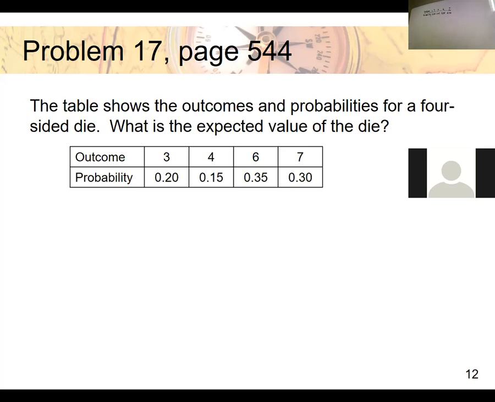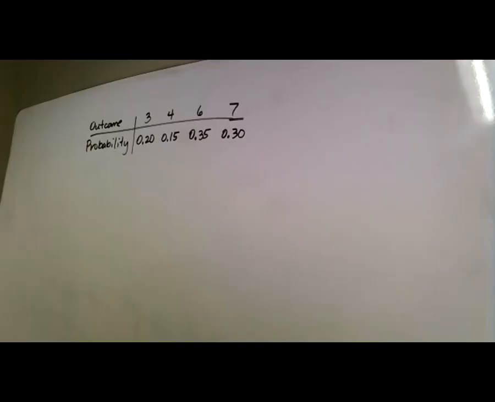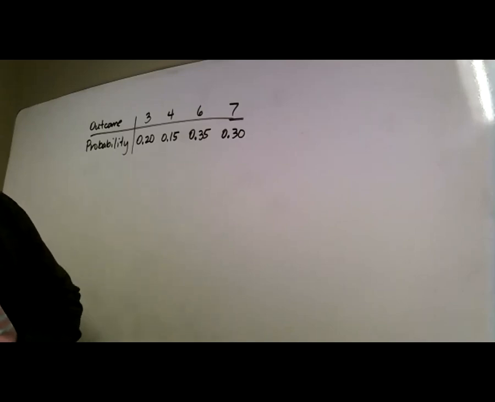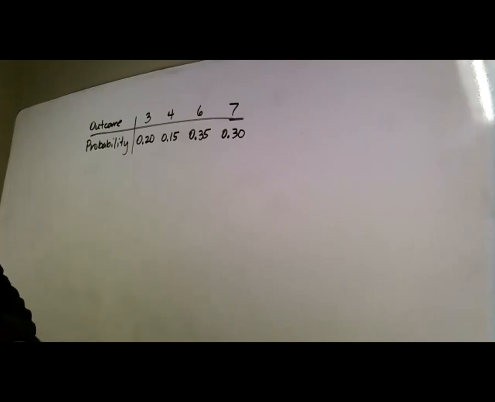Now, I don't know if you noticed this here, but if you were to add these probabilities here, they should equal how much? As a decimal, it should be 100% or 1. Again, that's going to be another statistics course that talks about this.